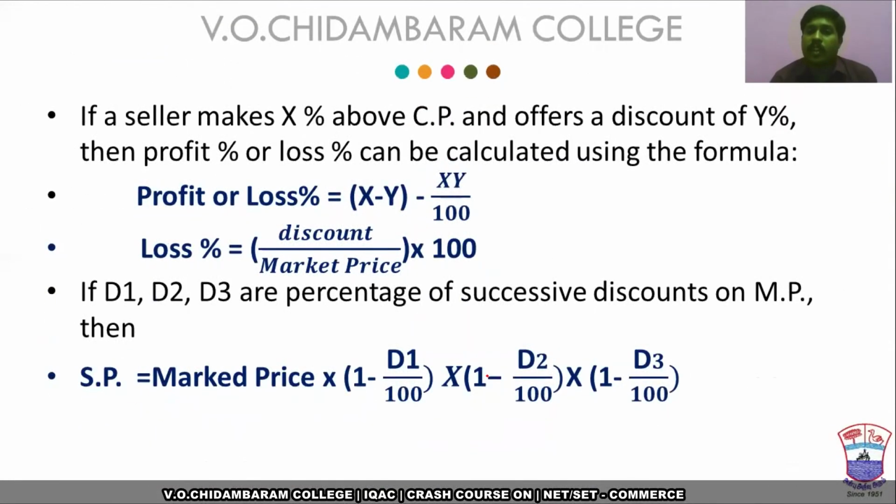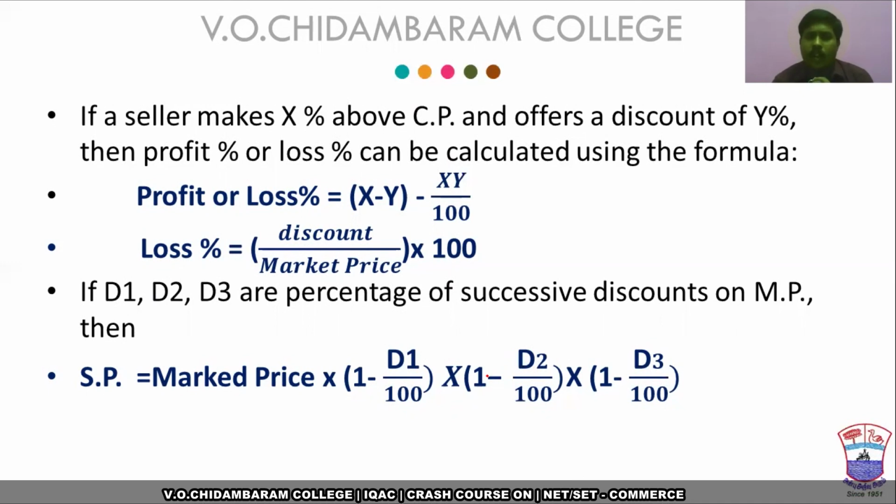And if a seller marks X percentage above cost price and offers a discount of Y percentage, then the profit percentage or loss percentage can be calculated. This normally happens in the month of Aadi. Aadi discount sale is there. So likewise, we can find the profit or loss by using the percentages X and Y. It's very easy to memorize. It is equal to X minus Y minus XY by 100.